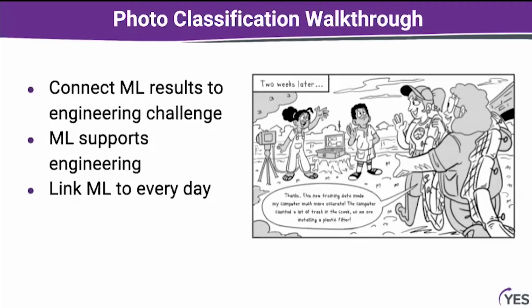And they see how machine learning can be a powerful support tool in engineering, but only if it's used with care, context, and good data. And this reinforces that machine learning isn't magic. It's a tool that depends on humans making thoughtful choices.